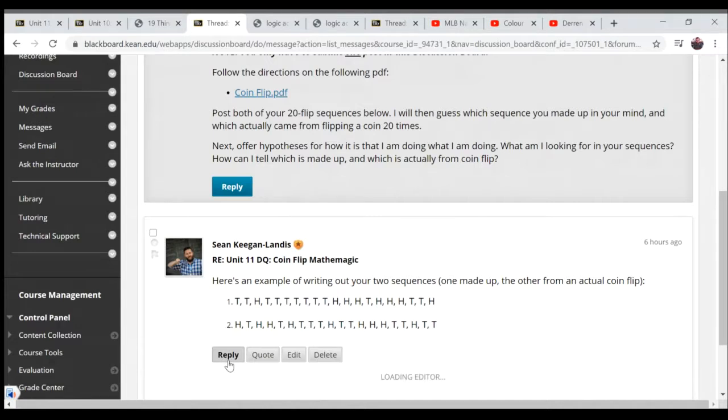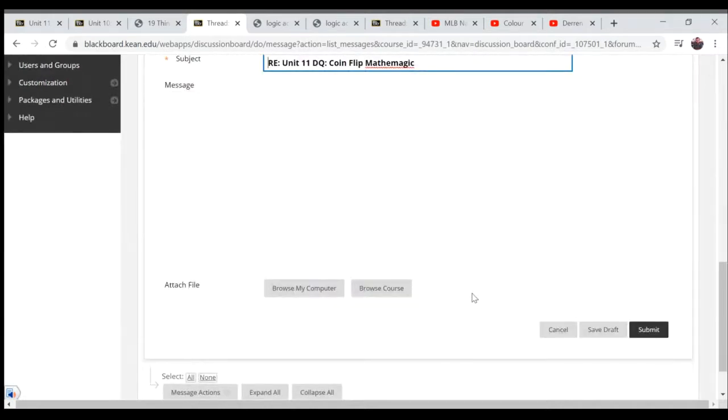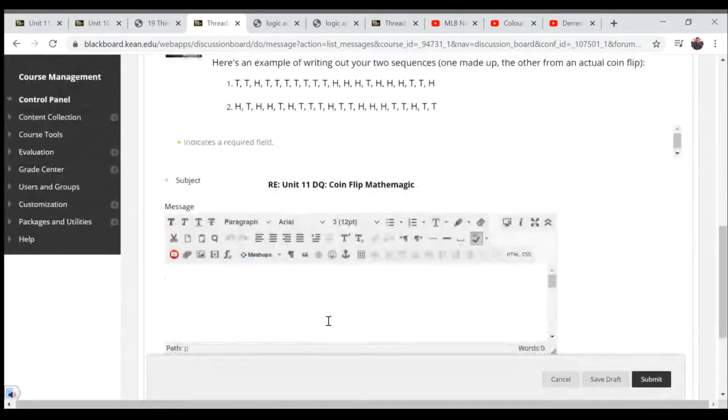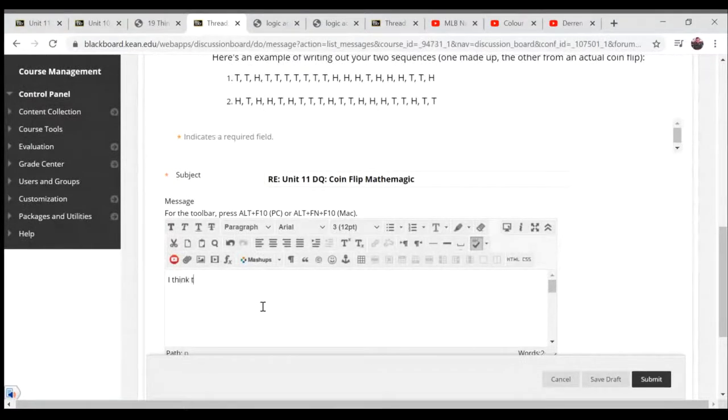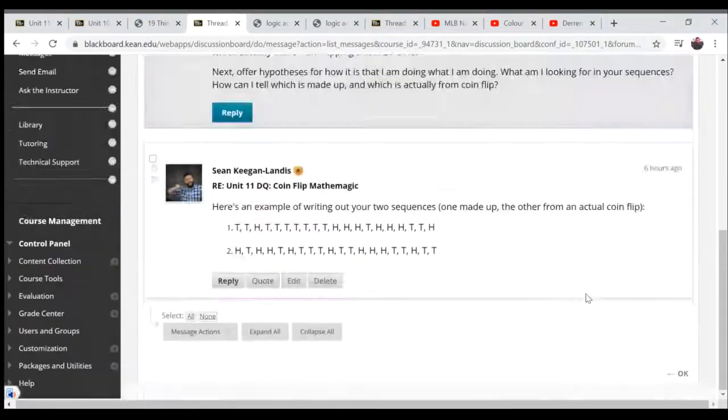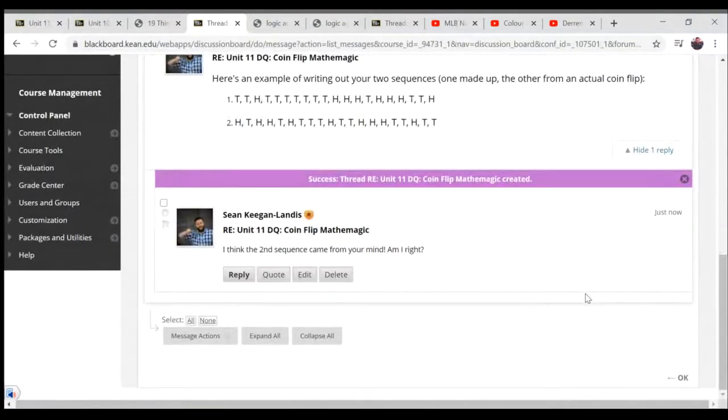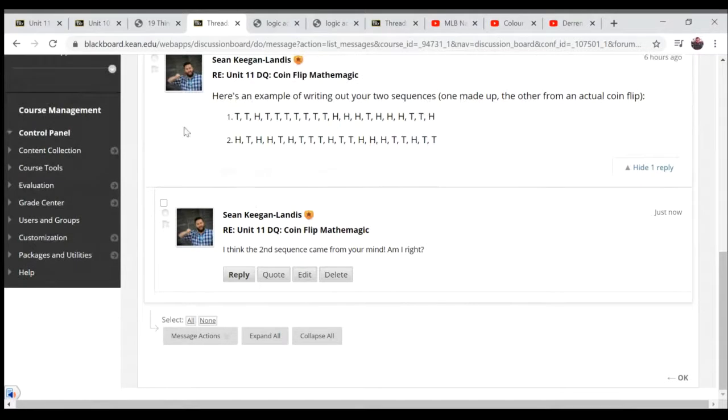The job I would be doing in this circumstance would be coming along after your post and writing here, I think the second sequence came from your mind. And then I would just ask, am I right? And then you could come along and later verify that I'm right or verify that I got it wrong. Either way, that's all you have to do for class as an assignment this week.